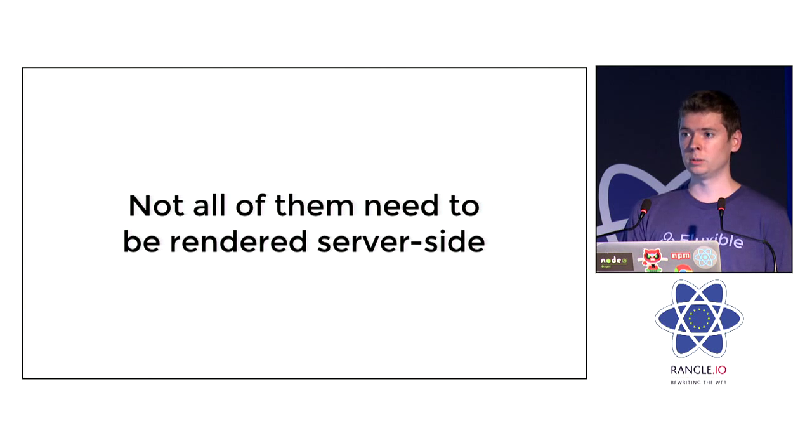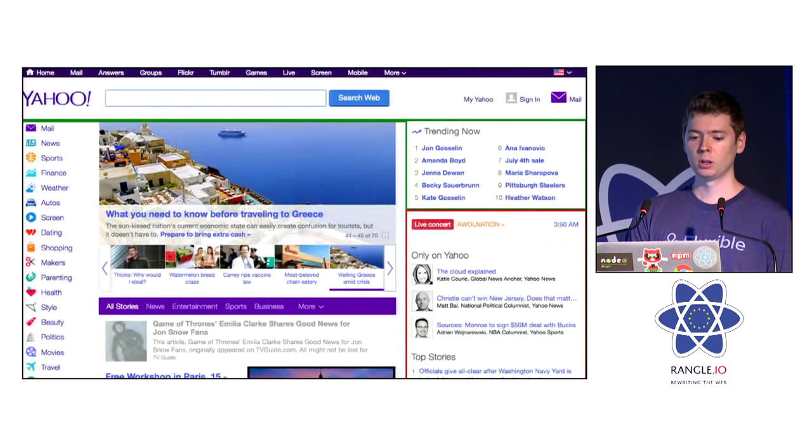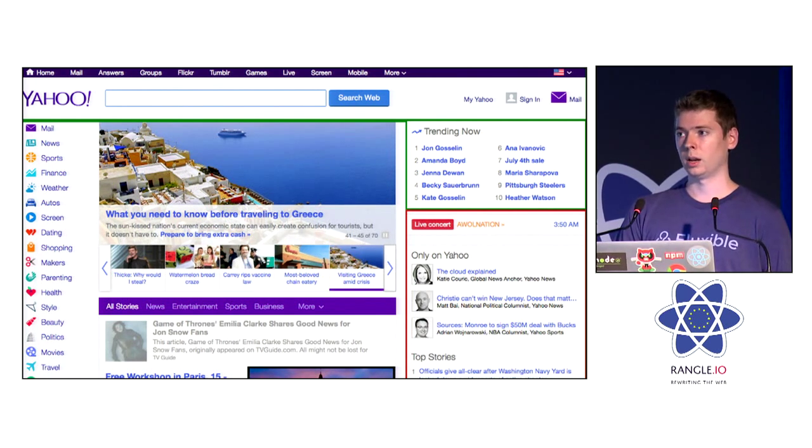Now, not all of these need to be rendered on the server side. But we do want the flexibility to render some of them on the server side. And I'll show you what I mean. So if you take the Yahoo homepage, we want to be able to present on the server immediately the information that's useful to the user. For bots, we want to render the full page so that SEO is taken care of. And in times of high load, it may be beneficial to disable server rendering and just give it to the client and have it render it itself.